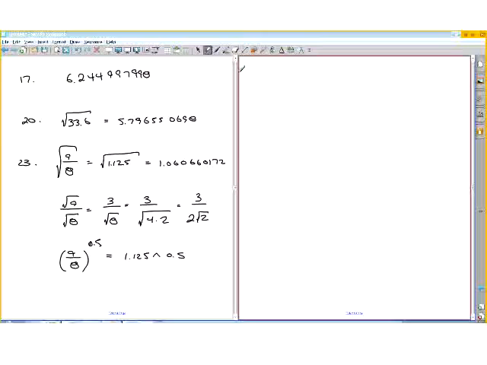Okay. Use methods of example 1 to simplify each expression. Then use a calculator to approximate both the given expression and the simplified expression. So it's what we just did here.